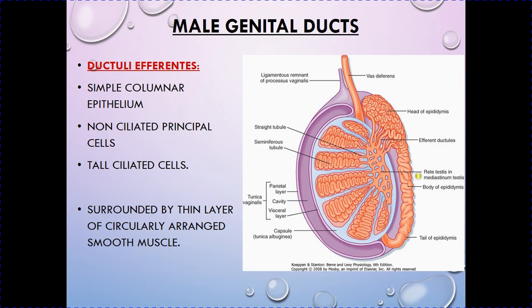From the rete testis, about 10 to 20 efferent ductules leave the testes, and these efferent ductules are lined by simple columnar epithelium. Now the epithelium has changed. Now the epithelium is simple columnar. In this, there are two types of cells, some non-ciliated principal cells and some tall ciliated cells. The efferent ductules are surrounded by a thin layer of circularly arranged smooth muscles.